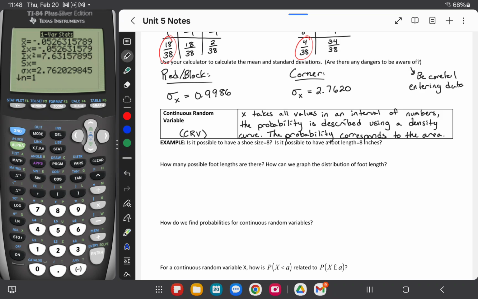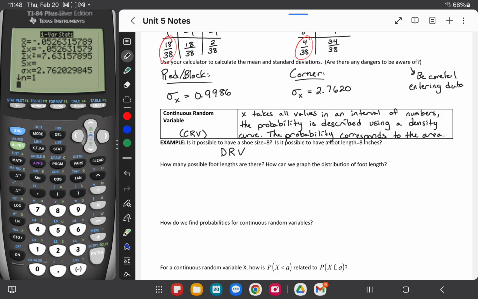Yes. Is it possible to have a shoe size of 9? Sure. Is it possible to have a shoe size of 8.5? Yes. Is it possible to have a shoe size of 8.2? And the answer is no. That is what makes this first question a discrete random variable. Shoe sizes are going to be only the whole numbers as well as the half numbers in between.